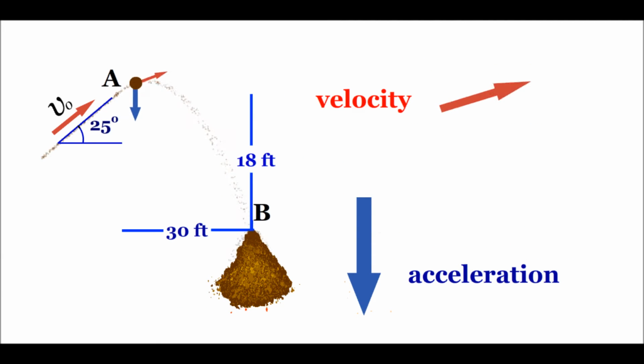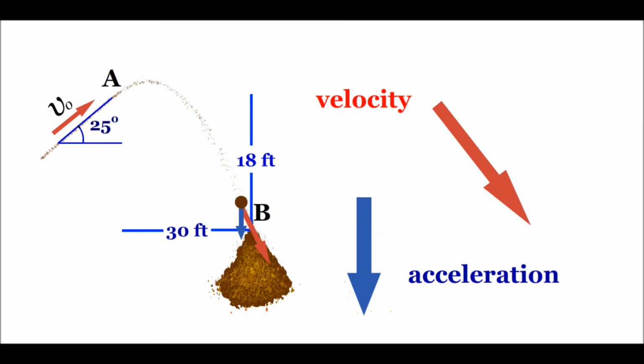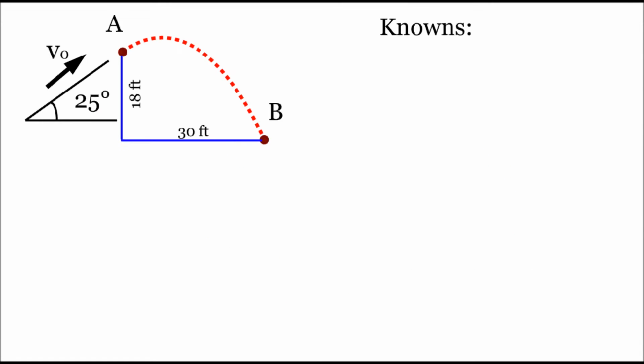Okay, we'll focus on a single particle of sand as it just leaves the conveyor belt. We'll first try to find v0. Let's look at what we know. There's no acceleration in the x direction, but there is an acceleration in the y direction due to gravity. That's negative 32.2 feet per second squared.